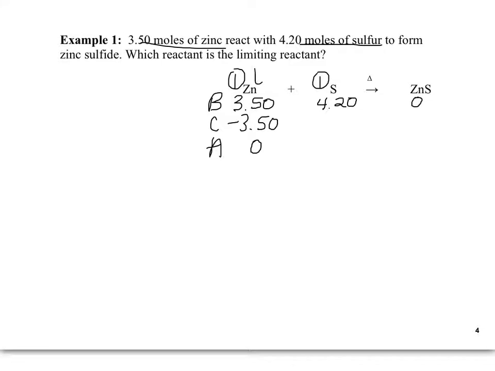I'm going to call it LR. And the sulfur is the excess reactant. I'm going to call that ER. You can see that 3.5 moles of the sulfur reacts, and then there are 0.70 moles left over after the reaction is complete. Whereas with the limiting reactant, there are no moles left.